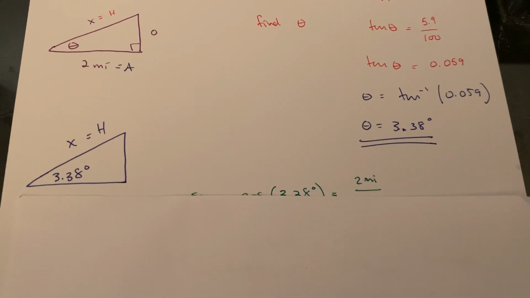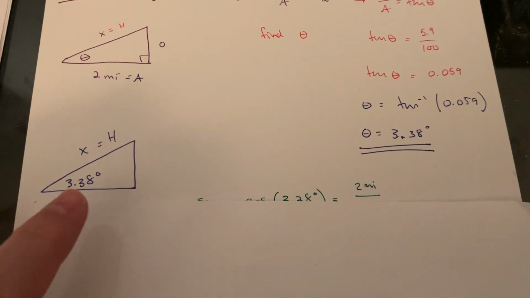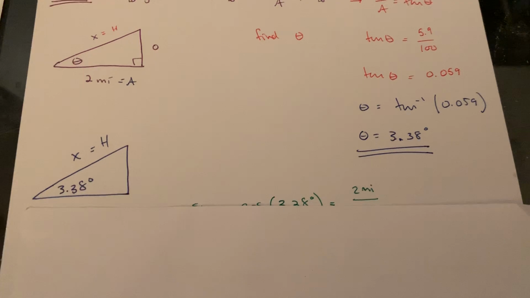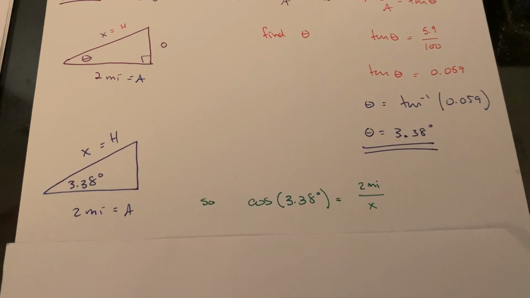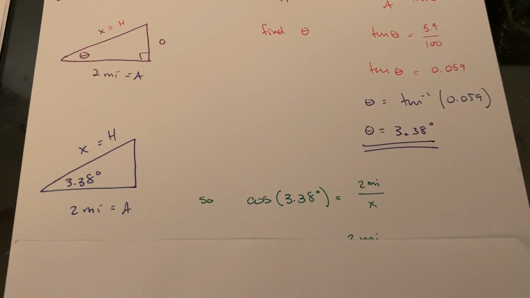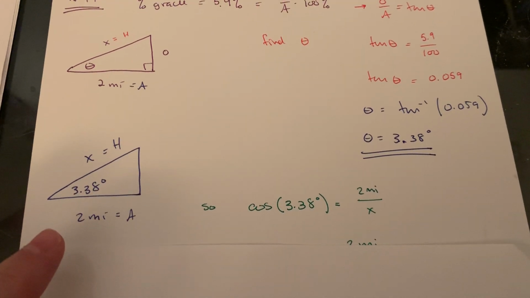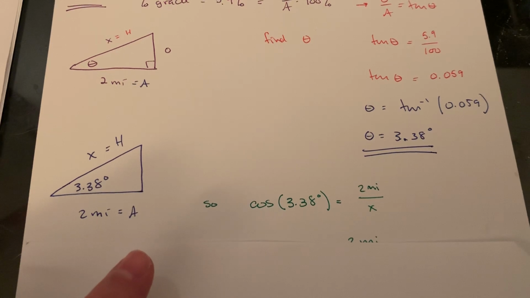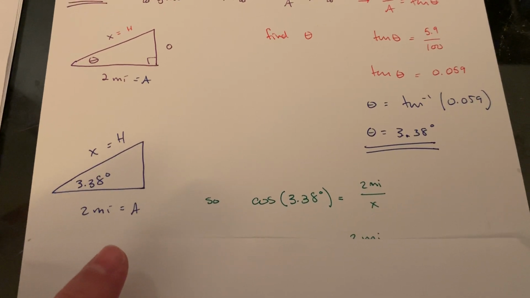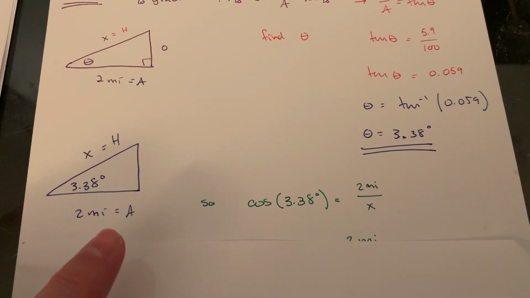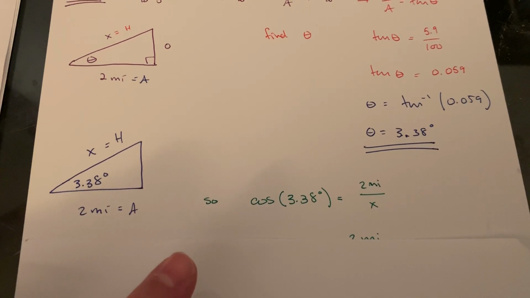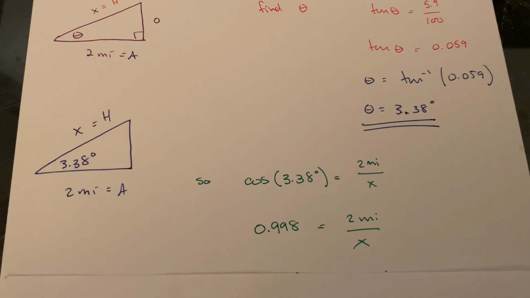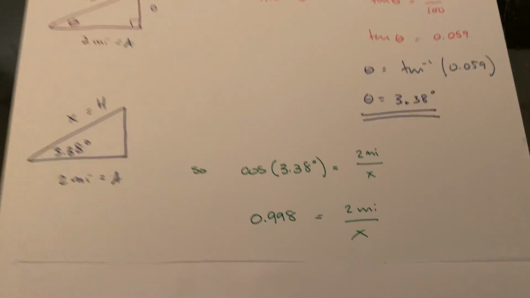So redrawing this information. If this is a 3.38 degree angle, I'm trying to find my x value here, which is my hypotenuse. What do I know? Well, I know the adjacent value, my horizontal distance, is 2 miles. So what trig function connects my adjacent and my hypotenuse? That would be cosine. So cosine of 3.38 degrees should be 2 miles divided by this x value.